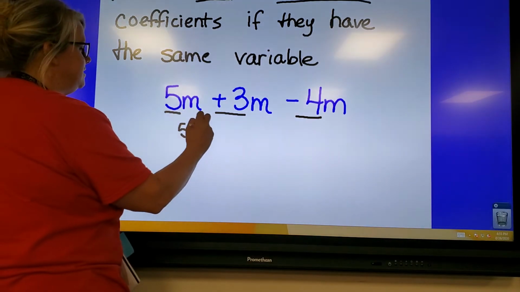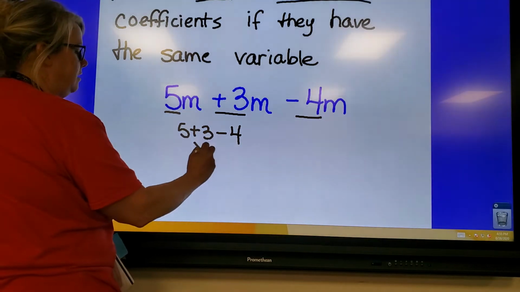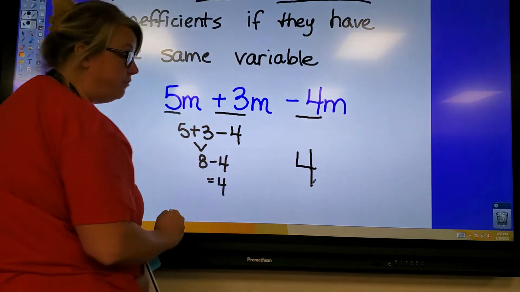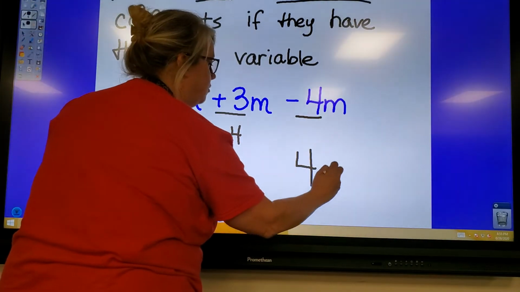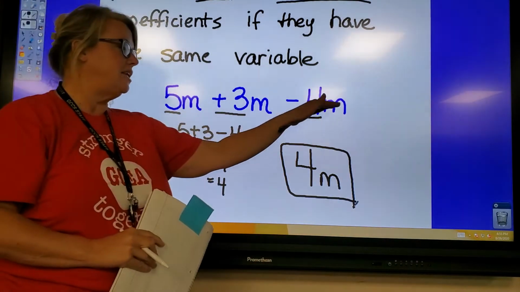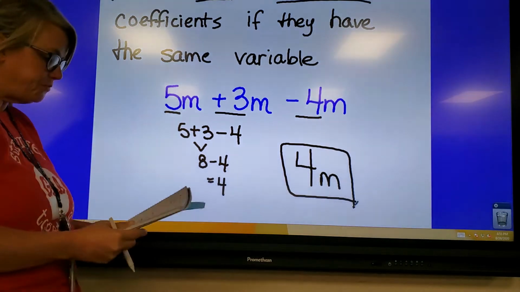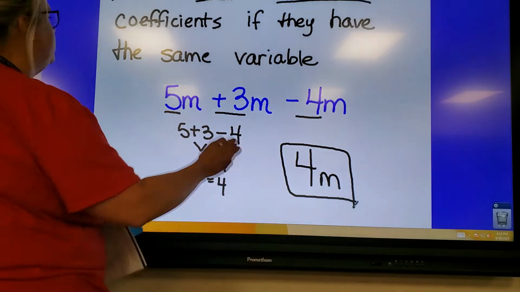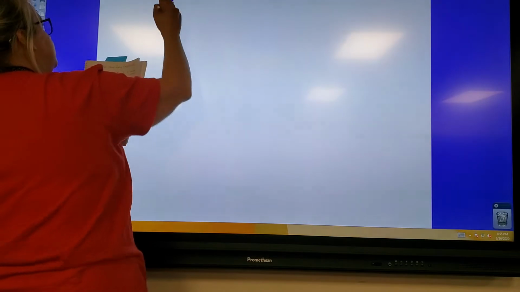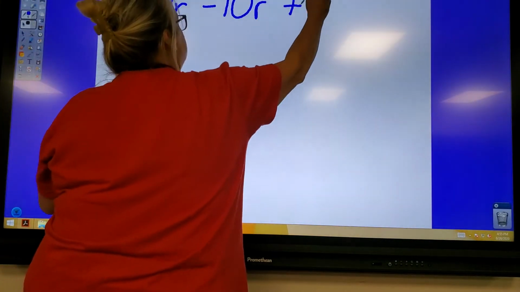So 5 plus 3 minus 4. Well, 5 plus 3 is 8. 8 minus 4 equals 4. So our new coefficient is a 4, and then we just keep our variable. And there is our simplified answer. So we took this expression that has 3 terms, and we rewrote it as an expression that only has 1 term, which is obviously much simpler. Let's look at another one. Let's say that we have the expression 7r minus 10r plus 2r.